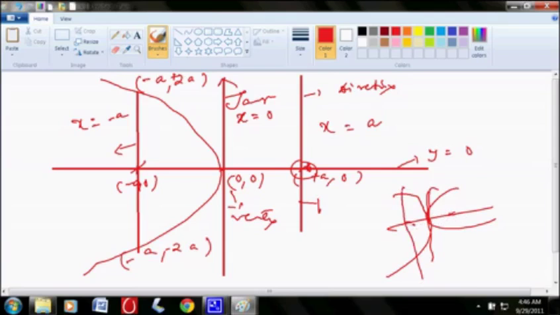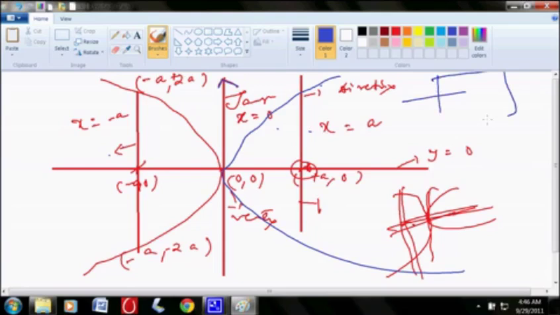The point of intersection of the directrix and the axis, so this point. You can make out there is hardly any difference between this parabola and this parabola, only as if it's a mirror image, not actually a mirror image. Place a mirror, and it will come this side and this will come this side. That's it.